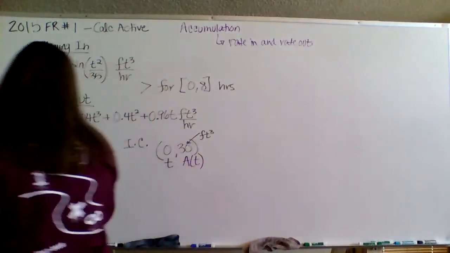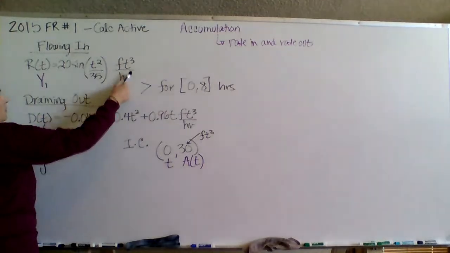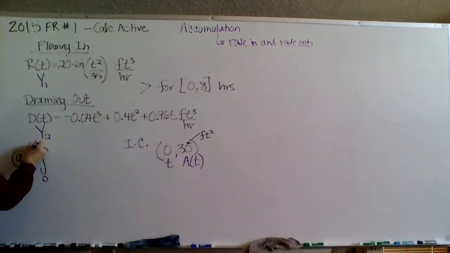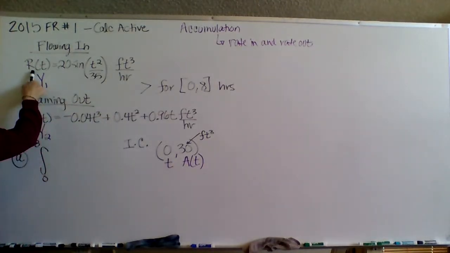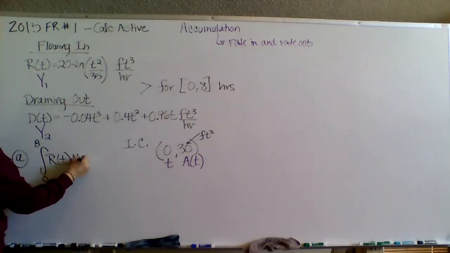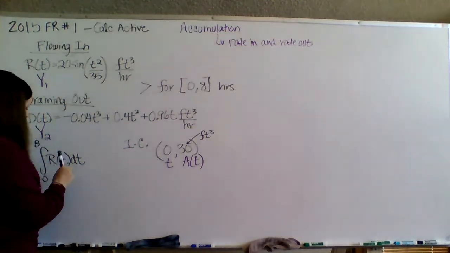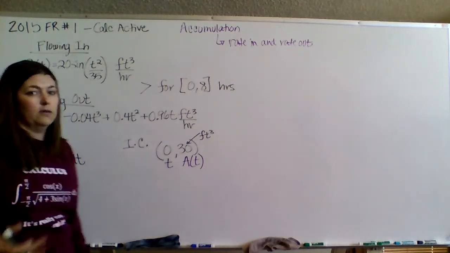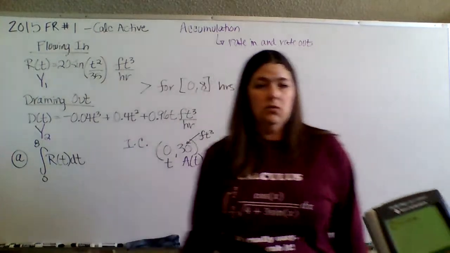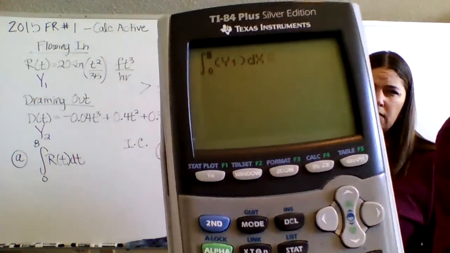And remember, it's calculator active, so we're going to get points for our setup and our answer. So don't we want to integrate the cubic feet per hour from 0 to 8 of our flowing in stuff, r of t, with respect to time? So even though I wrote down y1 and y2, that was for my own benefit. I can't put y1 here because that's calculator notation and not calculus notation. But in your calculator, you should have something like that.